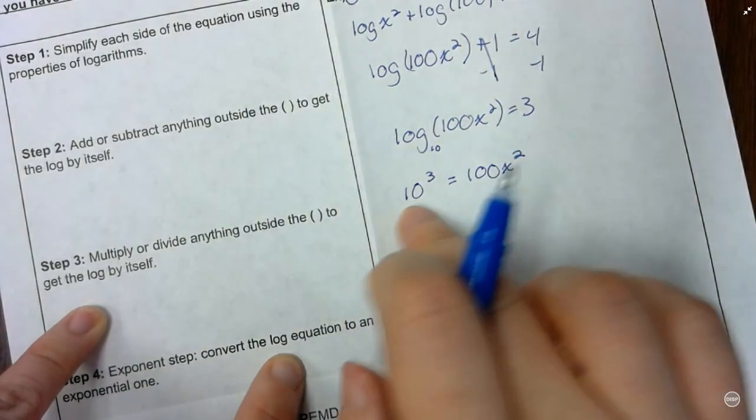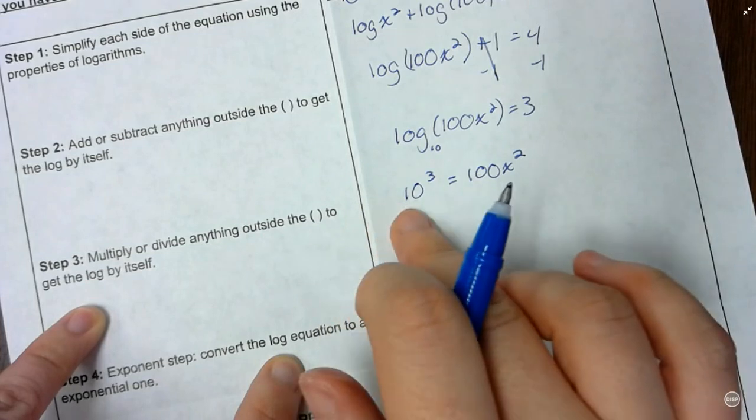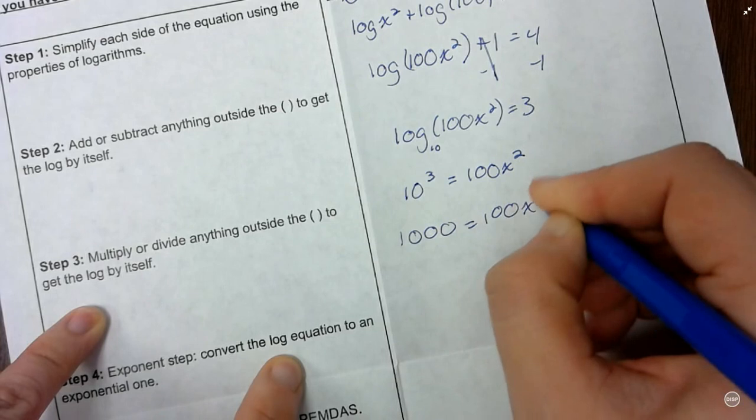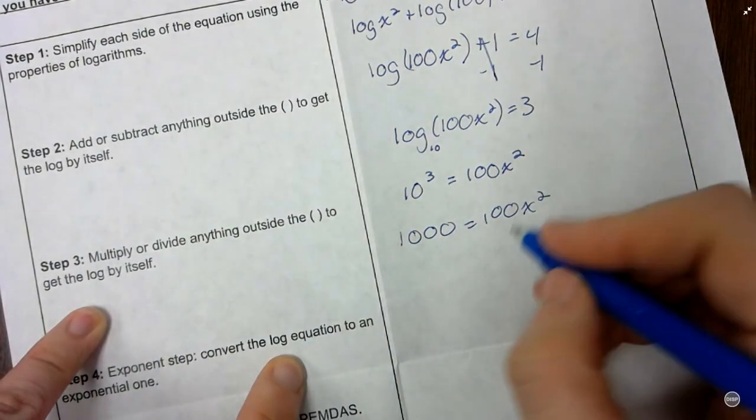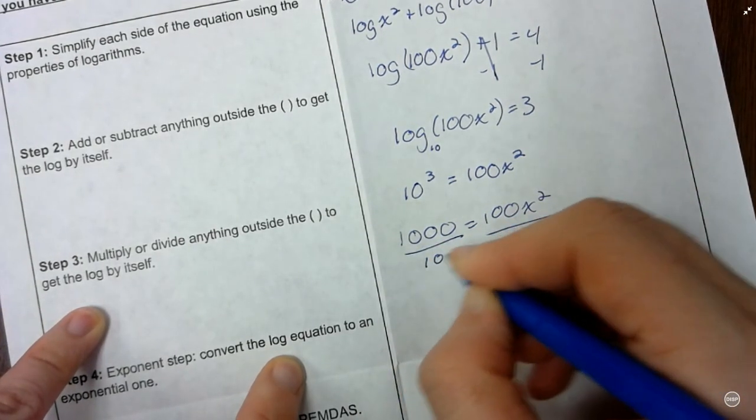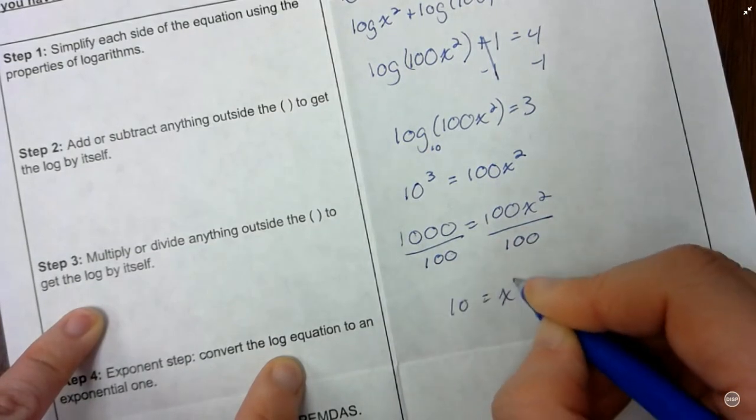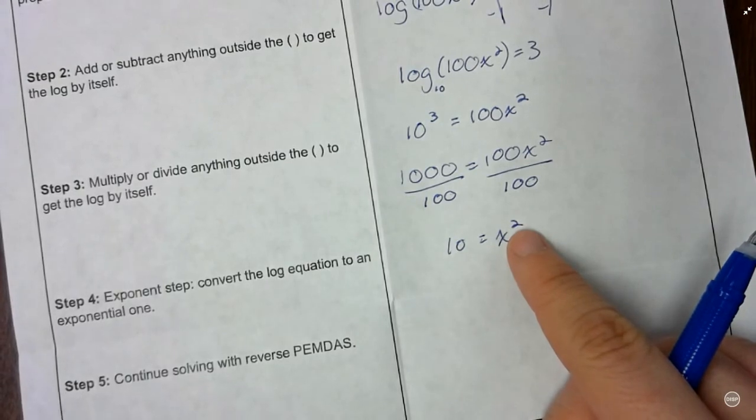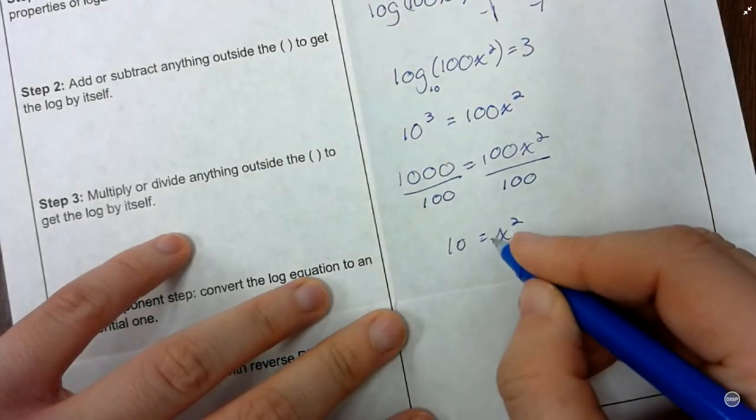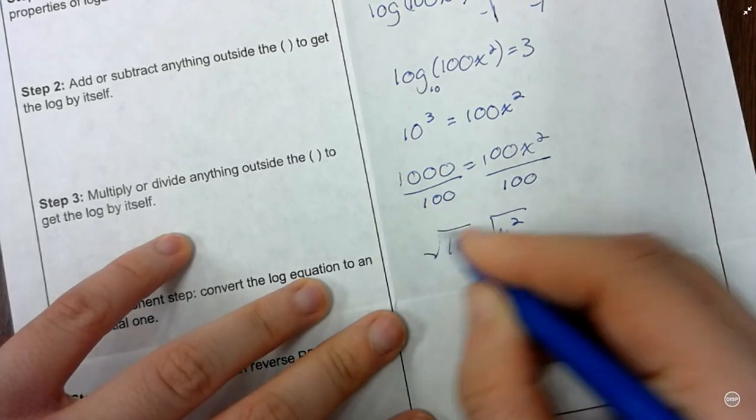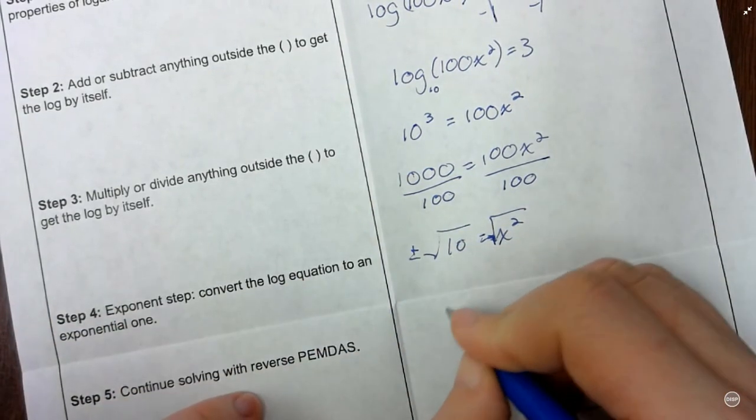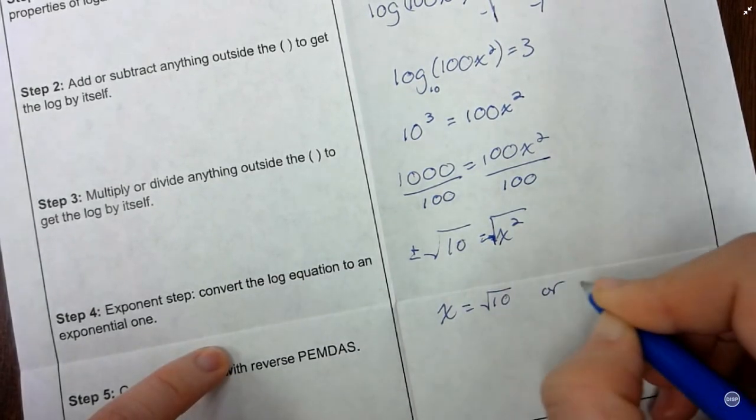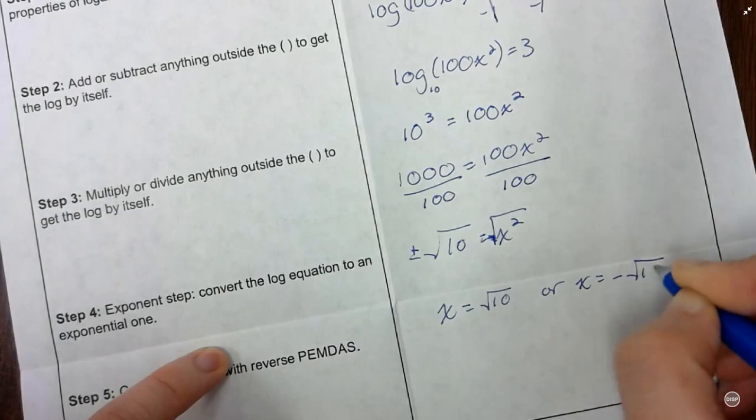And then 10 to the third power, that's just a number, so go ahead and put it in your calculator if you need to, but it's 1,000, equals 100x squared. Divide by 100. Now, hopefully you remember how to cancel out a square, an exponent of 2. So you're going to take the square root of both sides, plus minus square root. So far we've got x equals the square root of 10, or x equals the negative square root of 10.